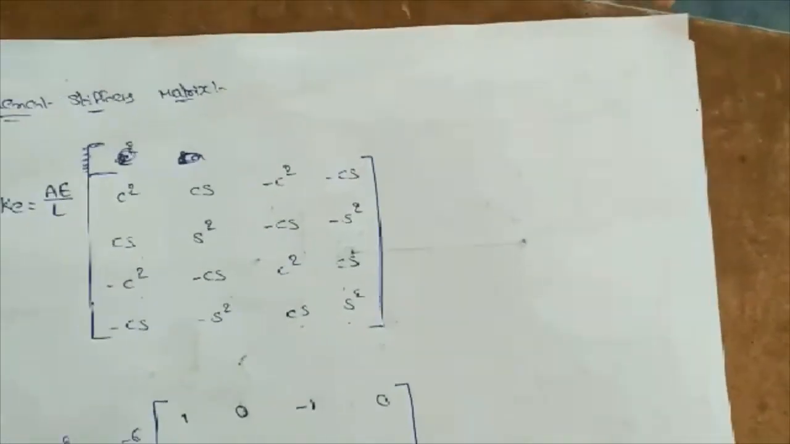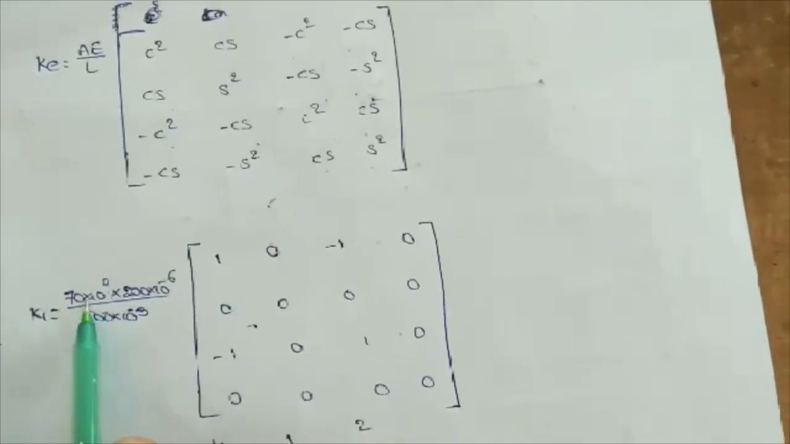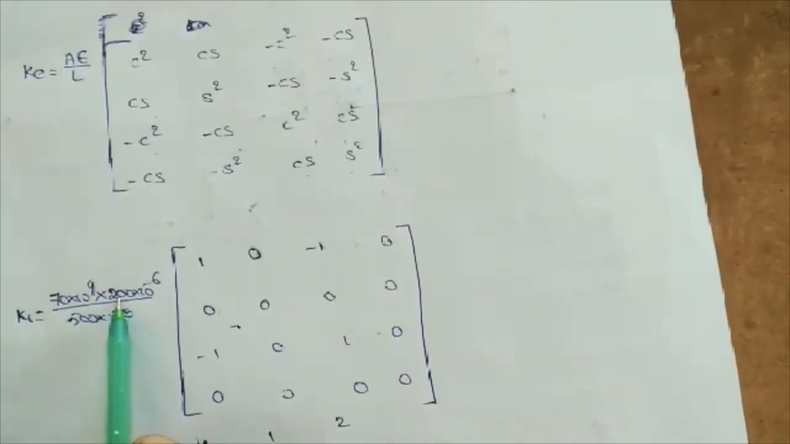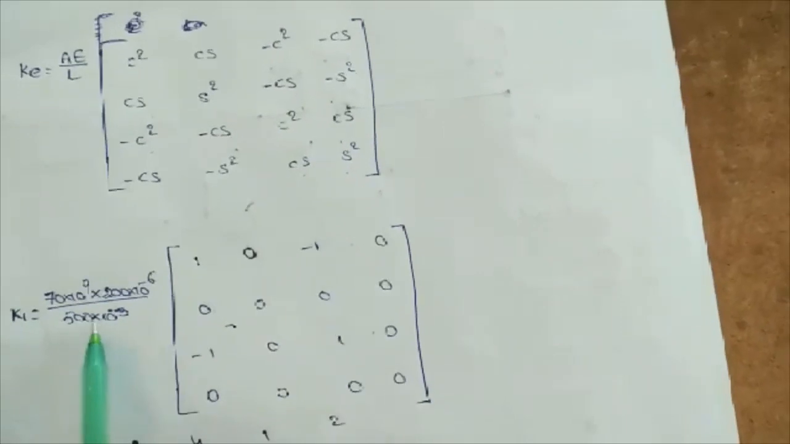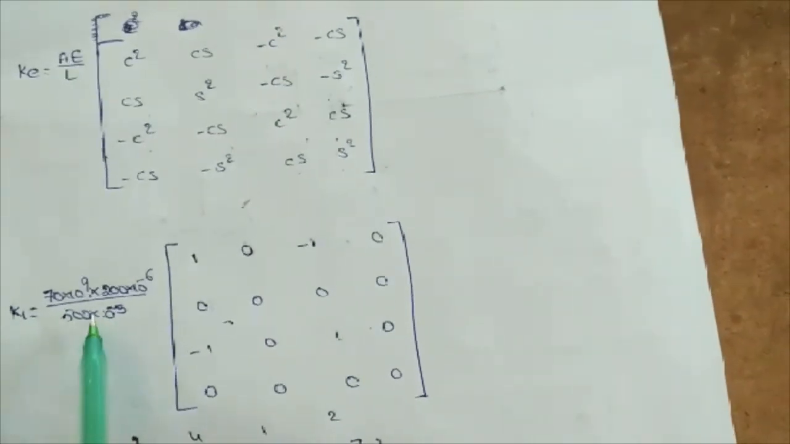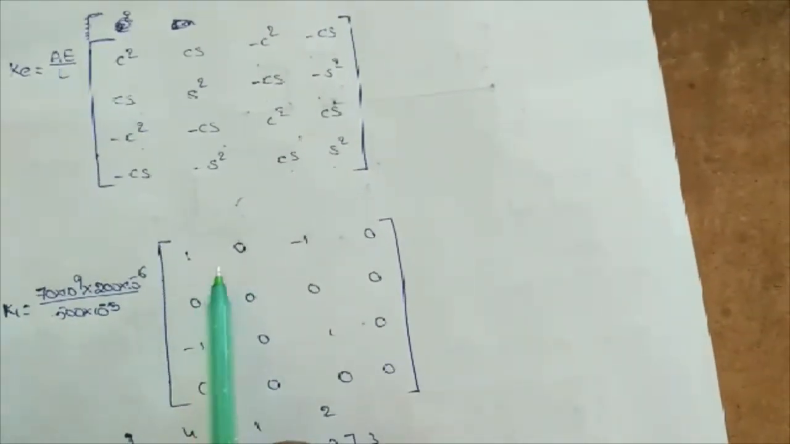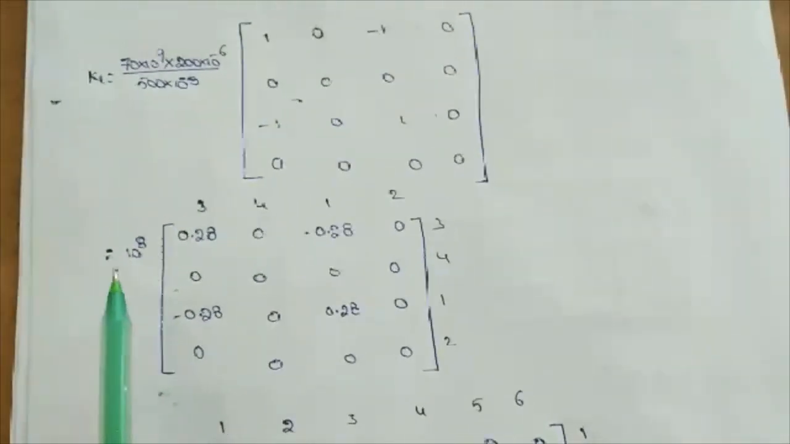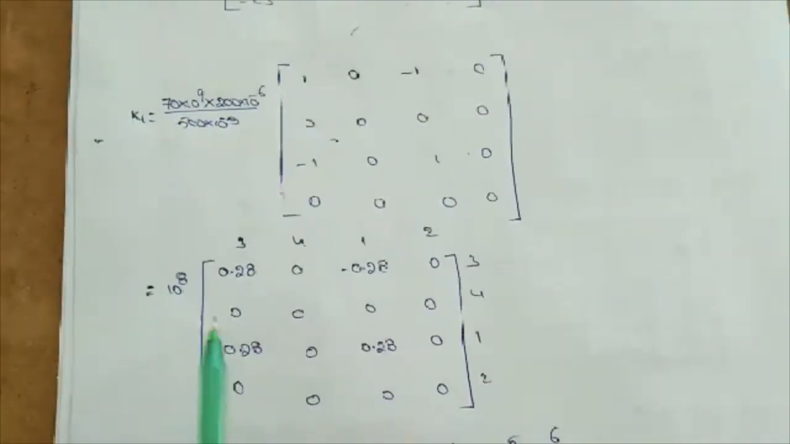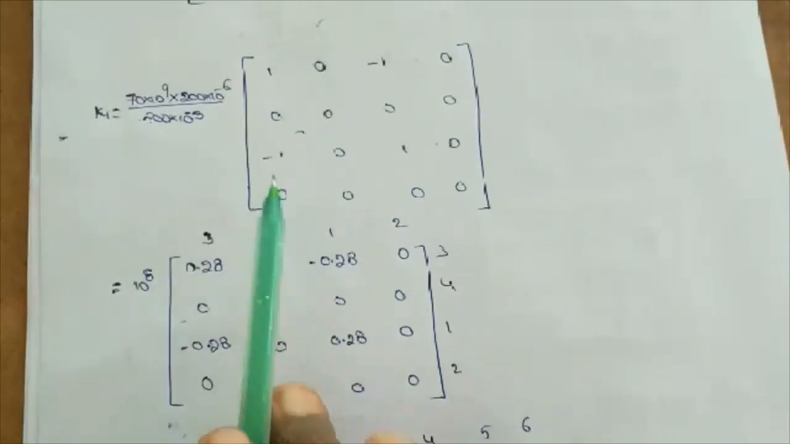For the first element k1, Young's modulus is 270 into 10 power 9, and the area is 200 mm square, converted into meter square by multiplying with 10 power minus 6. Then this is the length of the first element, 500 mm, converted into meter by multiplying with 10 power minus 3. The C and S values we just found, you substitute in this matrix. You calculate this value and get 0.28 into 10 power 8. Keep 10 power 8 outside, and the 0.28 multiplied with this matrix gives this matrix form.